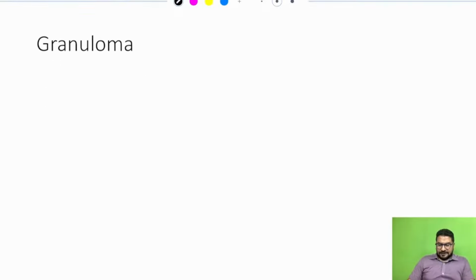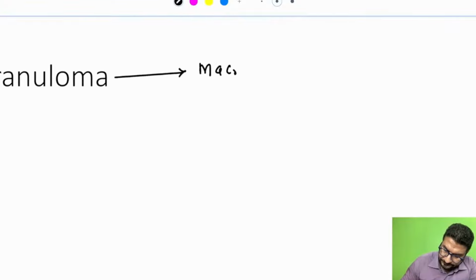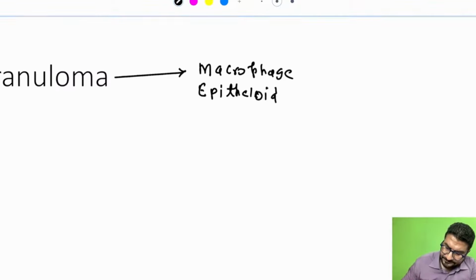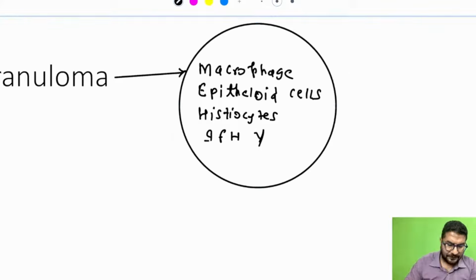Now see what a granuloma is. Understand, this is a product which is made up of four different types of cells. So granuloma is made up of normal macrophages, epithelioid cells, histiocytes and interferon gamma. I have written epithelioid, not epithelial. So these are basically four substances which form a granuloma.